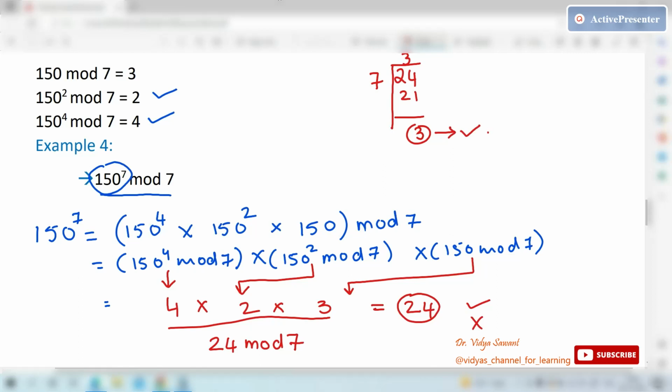So is this positive? Yes. Is it a number between 0 to 6? Yes. So my answer to 150 raised to the power of 7 mod 7 is 3. So this is the answer I got to this particular question.